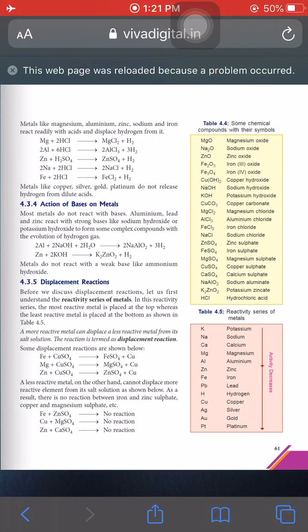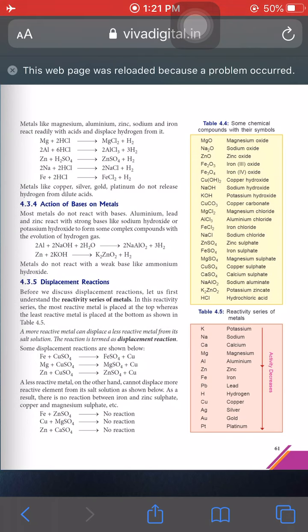Now when magnesium reacts with HCl, it evolves hydrogen gas with a salt. Which salt is formed? That is magnesium chloride. In the second, the salt formed is aluminium chloride with the evolution of hydrogen gas. Next is zinc sulfate with the evolution of hydrogen gas. Sodium chloride with the evolution of hydrogen gas. Means these metals all evolve hydrogen gas and a salt when they react with acid.